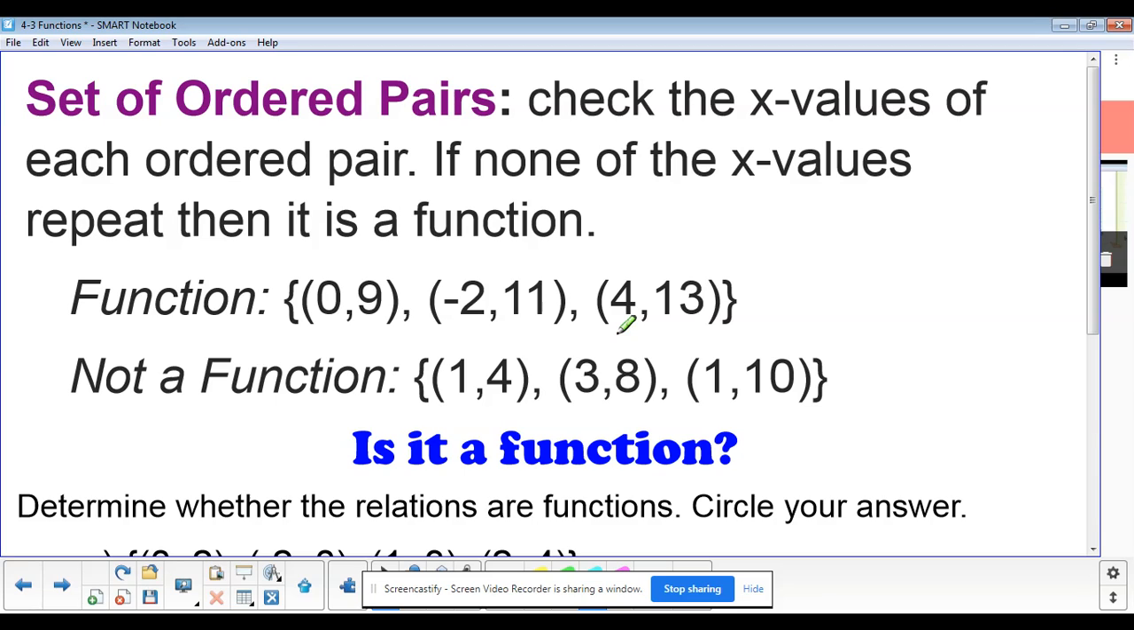Now look in our second example. Our x values are 1, 3, and 1. Well, we can see that 1 appears twice. Because it appears twice, it is not a function.